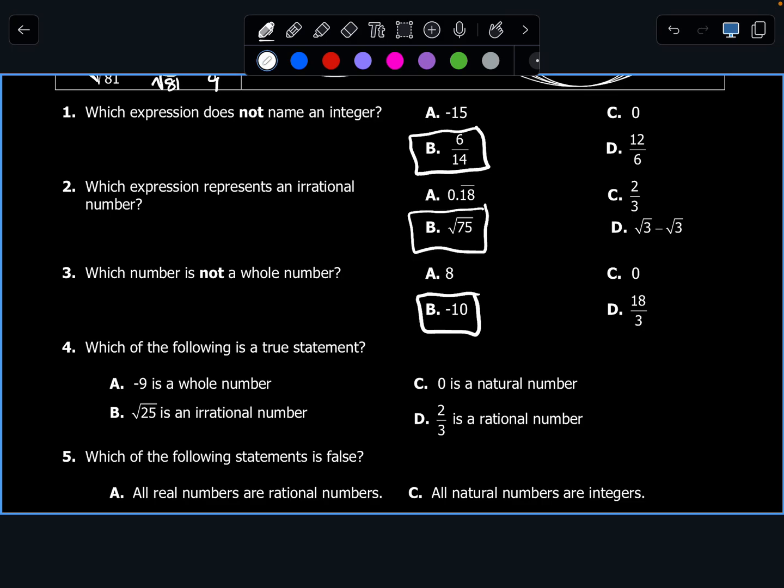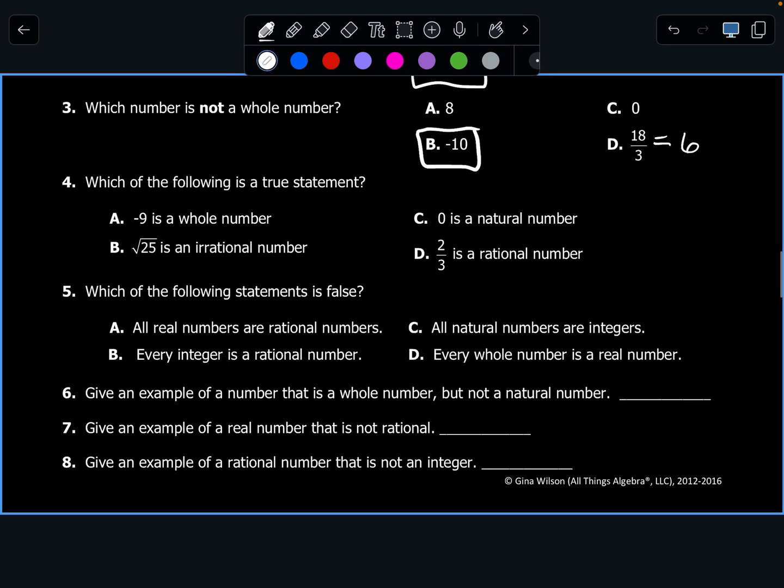Which is not a whole number? B, because it is negative. That would fall under integer. Remember, we have to do this operation. 18 over 3 is 6. Is that a whole number? Oh, yeah. Okay.